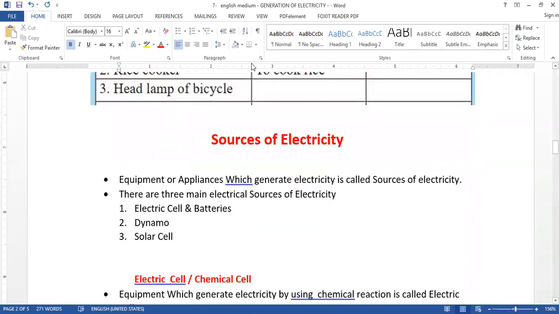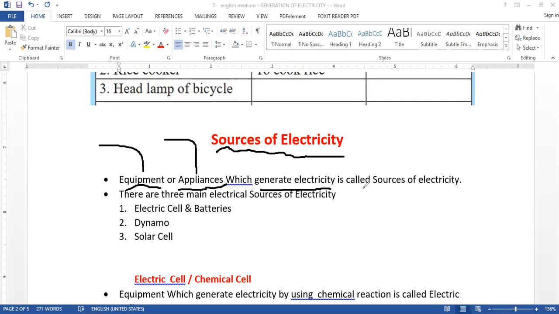Those equipments that give electric current are called what? Sources of electricity. Equipment or appliances which generate electricity are called sources of electricity. Anything that produces current is a source of electricity.